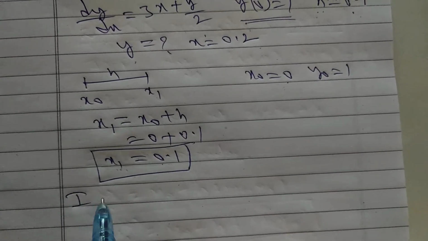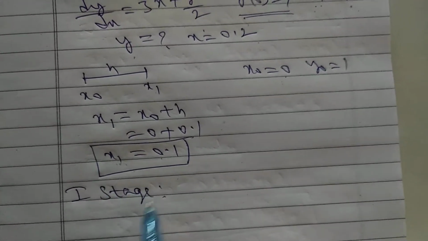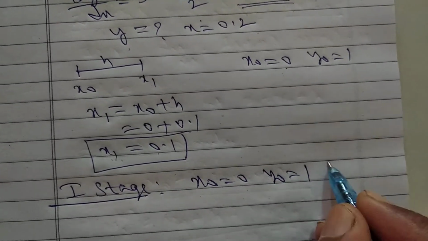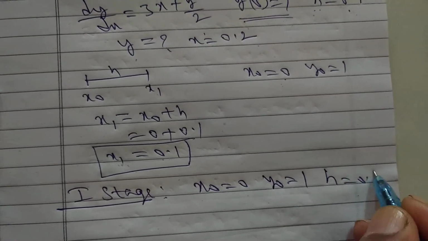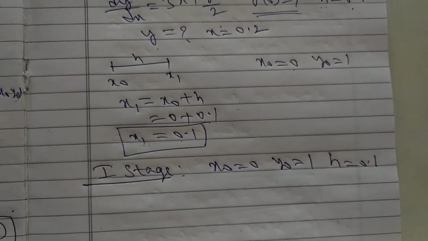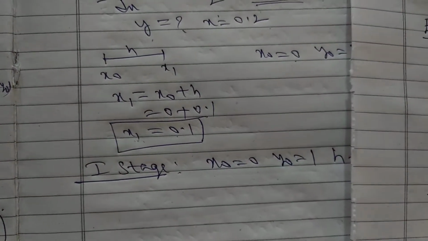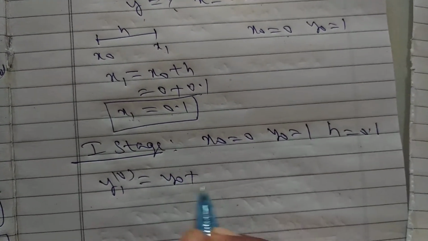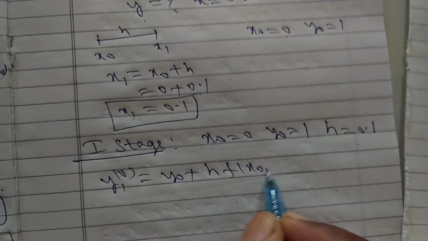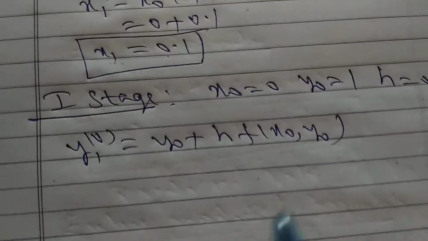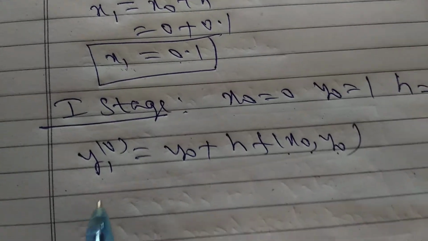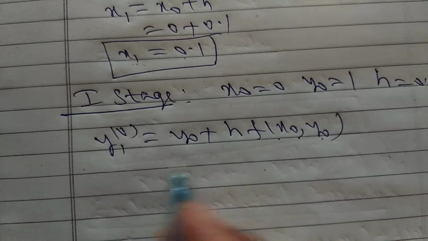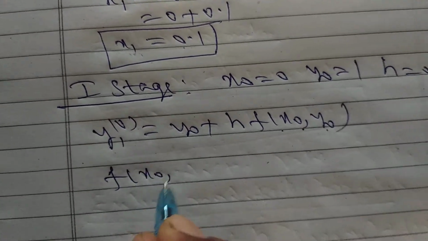So first you have to take the first stage. Same, x naught is equal to 0 and y naught is equal to 1 and h is equal to 0.1. So first you have to take Euler's formula. What is Euler's formula? y1 to 0 is equal to y naught plus h into function of x naught comma y naught. This is the Euler's formula. So here f of x naught comma y naught separately you have to find out.